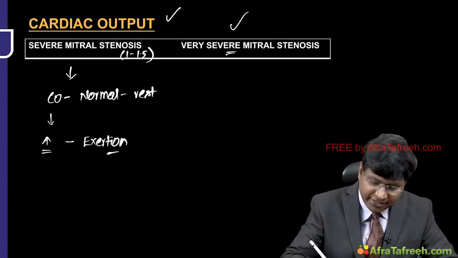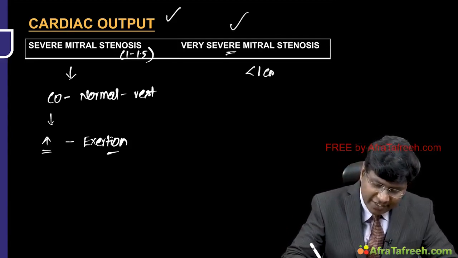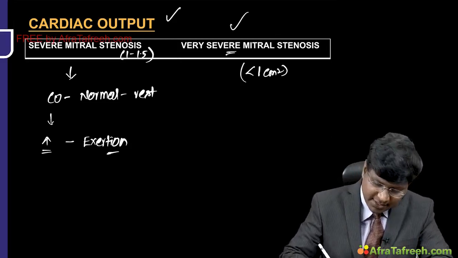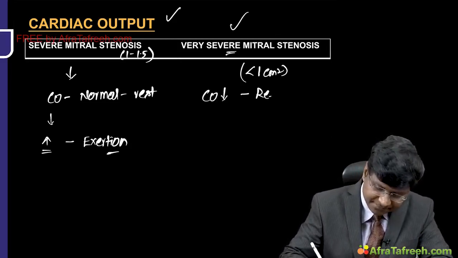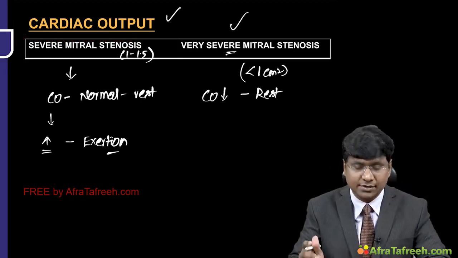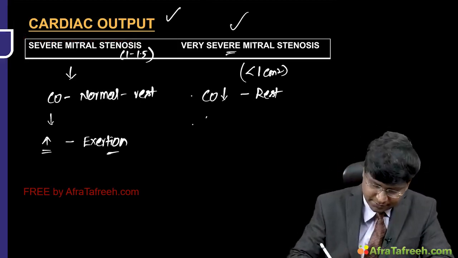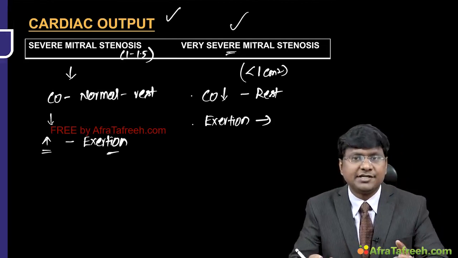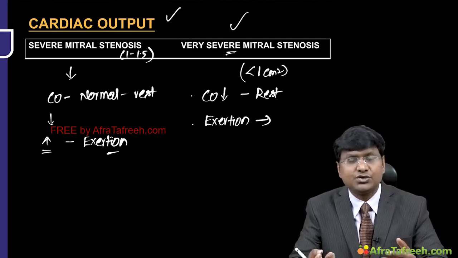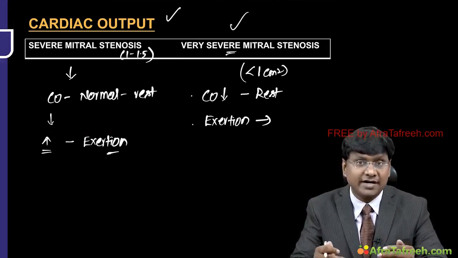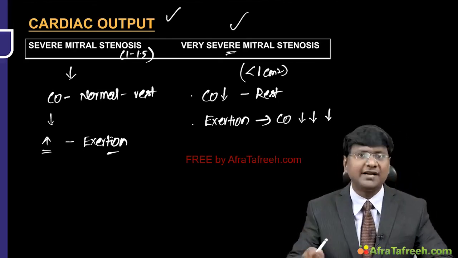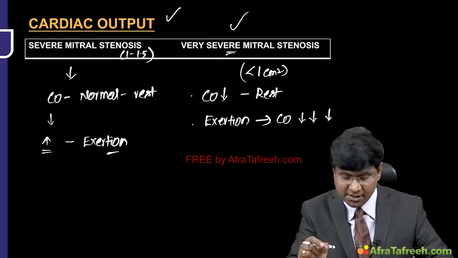But the problem comes when the valve area is reduced to less than 1 centimeter square. That is very severe mitral stenosis. So when there is very severe mitral stenosis, cardiac output will be reduced at rest, and upon exertion, what did we just discuss? Upon exertion, the ventricular rate increases. So diastolic filling time decreases, transmitral gradient increases. So upon exertion, the cardiac output further reduces in case of very severe mitral stenosis.